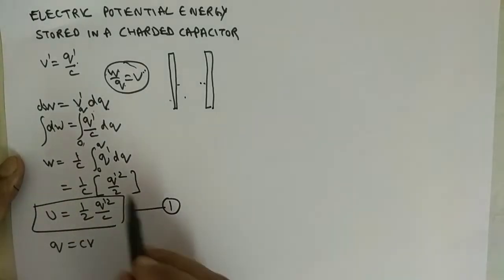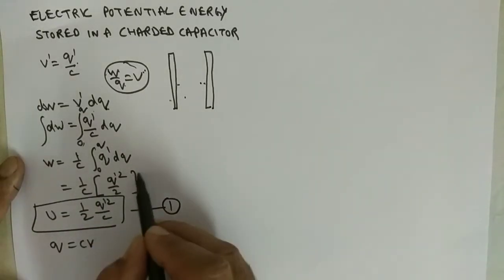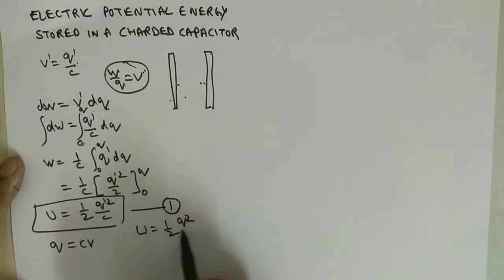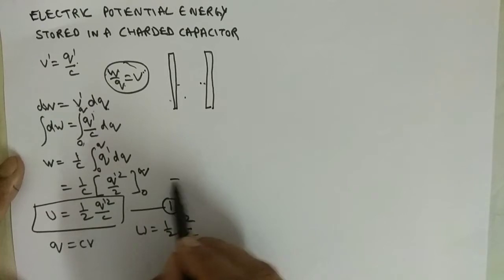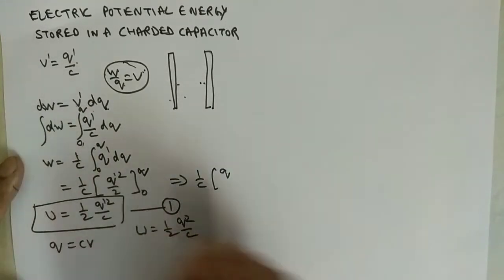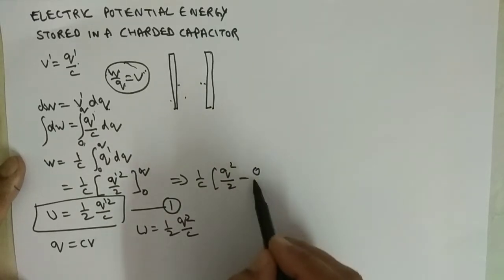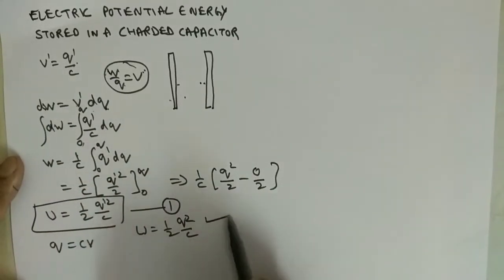Now we can find different forms if we put Q equal to CV, but before that put the limits 0 to Q. So the formula gives U equal to half Q square upon C. First put Q dash equal to Q: 1 upon C, Q square upon 2 minus 0 upon 2, upper limit minus lower limit. So we find this formula.